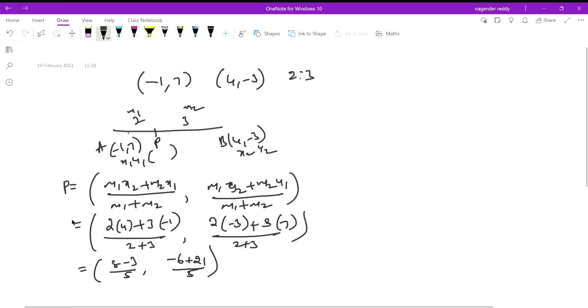Now tell me what answer you have here. That is 5 by 5, comma 19. Sorry, it is not 19. How much here? It's 15. 15 by 5. So your answer will be 1 comma 3.